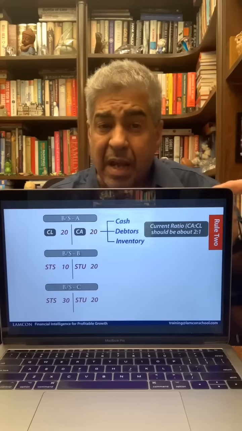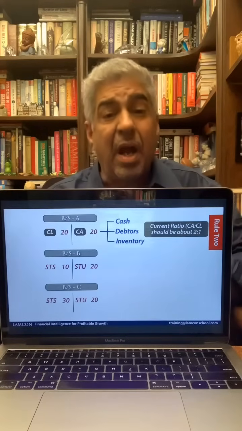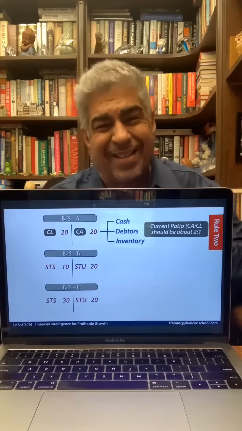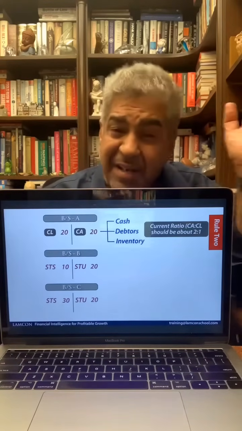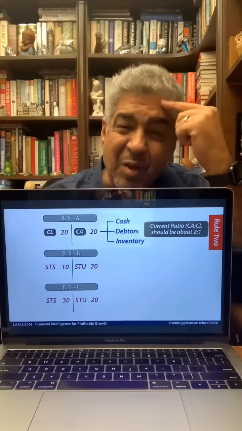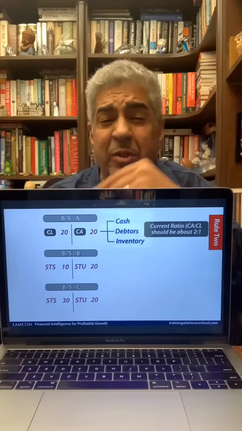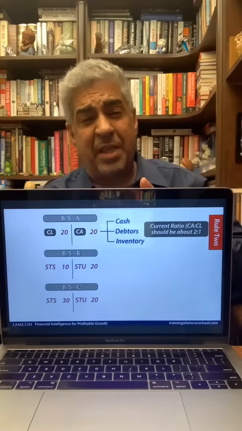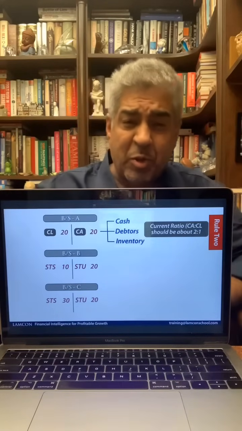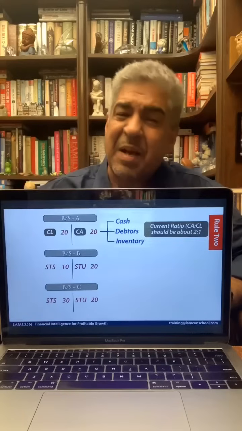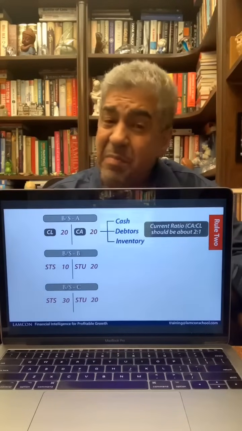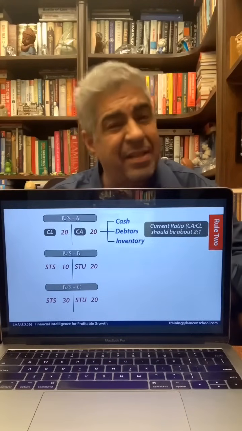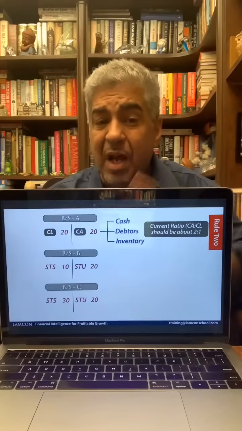How much is the current ratio of A? 1:1. How much is the current ratio of B? 2:1. How much is the current ratio of C? 1:1.5. Good thing about knowing norms is, even if you don't know the logic behind it, what do the norms say? Current ratio should be 2:1. Who's got 2:1? B. Which is the best company? B. But can B also get into trouble? Answer is yes.